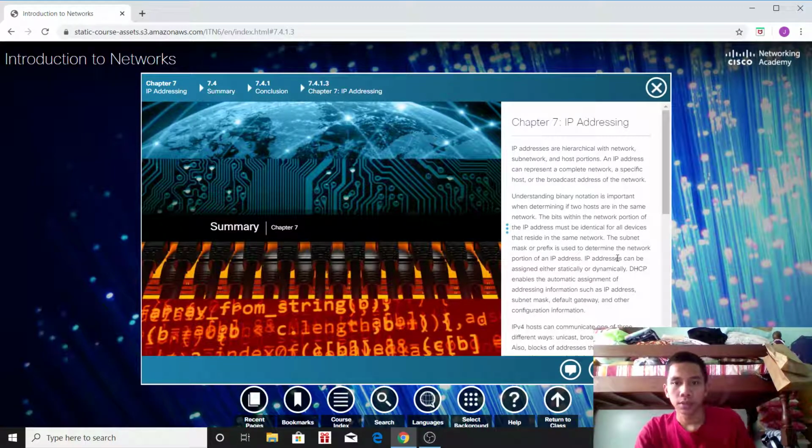Understanding binary notation is important when determining if two hosts are in the same network. Bits within the network portion of the IP address must be identical for all devices that reside in the same network. The subnet mask or prefix is used to determine the network portion of an IP address. IP addresses can be assigned either statically or dynamically.